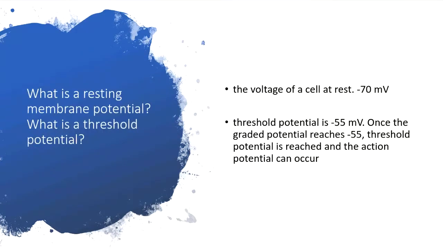What is resting membrane potential? That is the voltage at rest. We said it was negative 70 millivolts. The threshold potential, we already discussed this, is negative 55. Once the graded potential reaches negative 55, the action potential occurs.